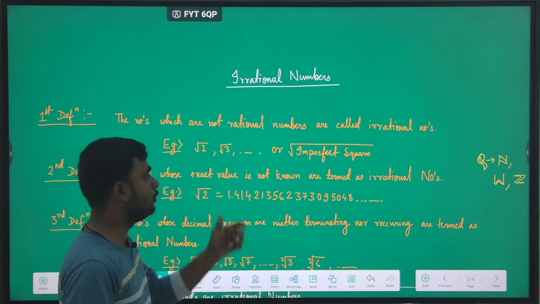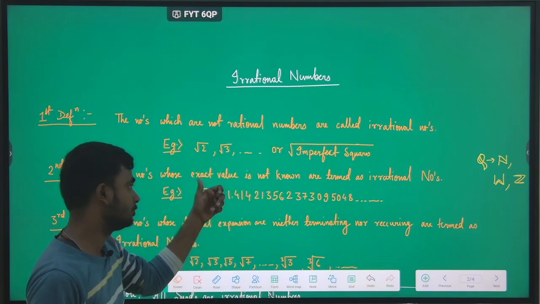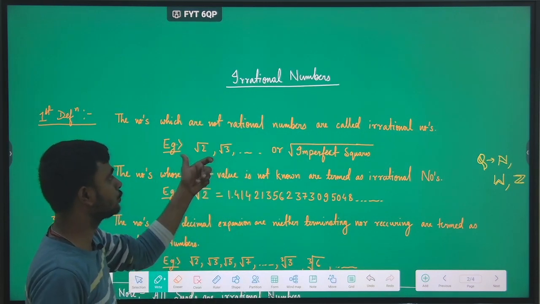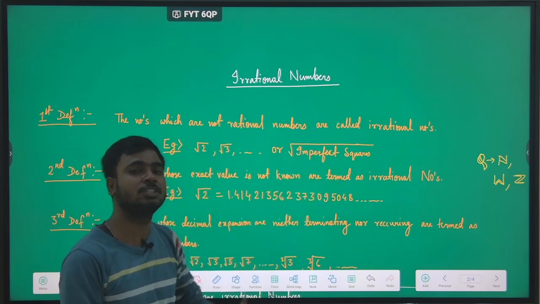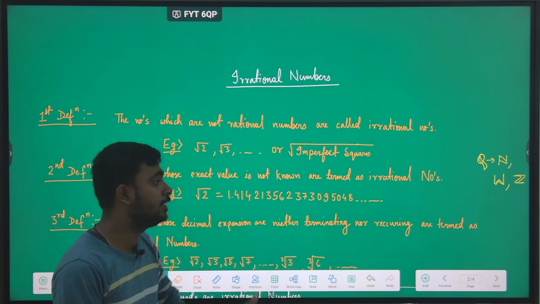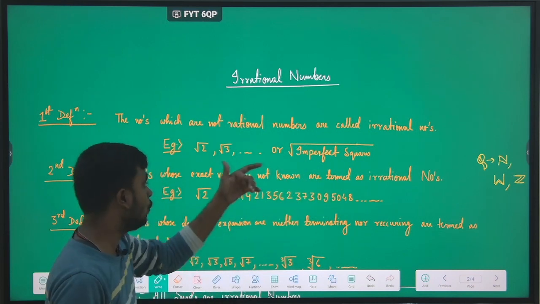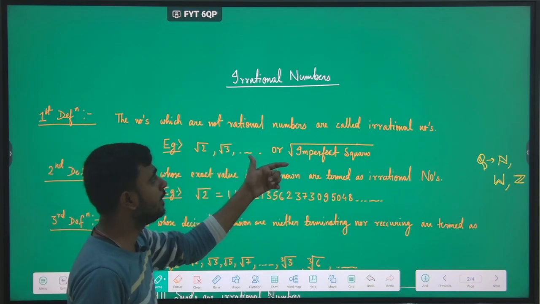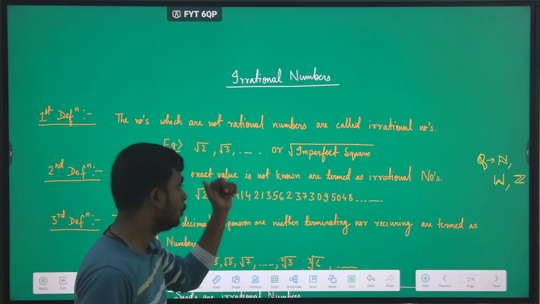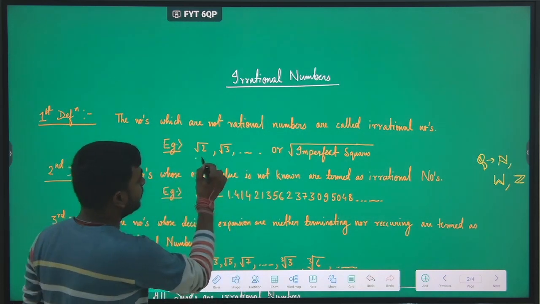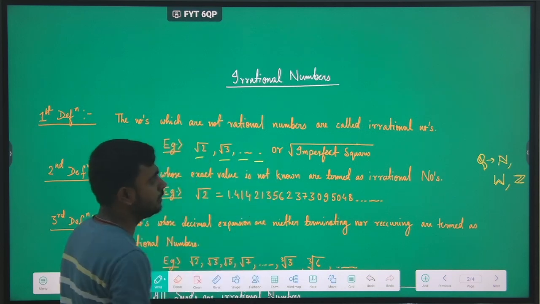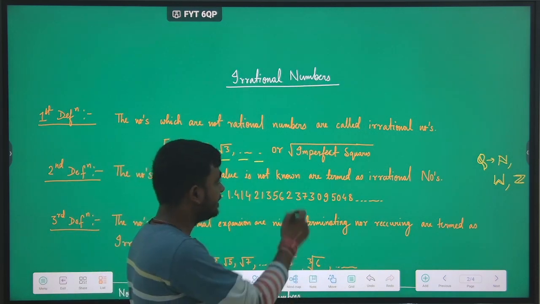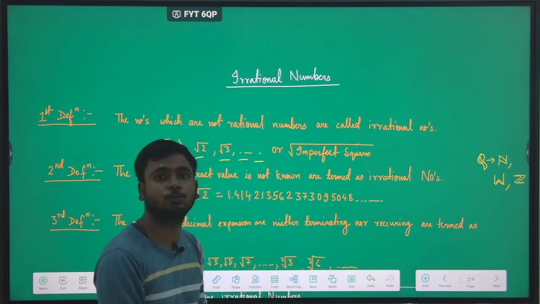Now moving to our more precise definition. For square roots, root over 1 is actually 1, and 1 belongs to the set of natural numbers, so it is a rational number. So what type of numbers will be irrational numbers? If we go through these numbers, root 2, root 3, root 5, root 6, root 7, we are getting that these are roots of imperfect squares.